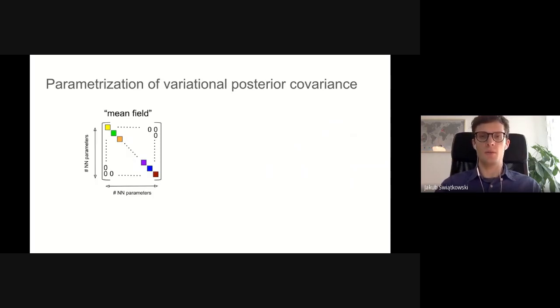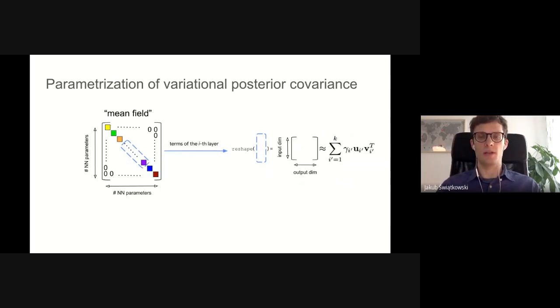In our method, we consider the elements of the diagonal that belong to a specific layer. We then reshape these elements into the shape of this layer. Finally, we study the low-rank structure in such reshaped matrices of diagonal elements.